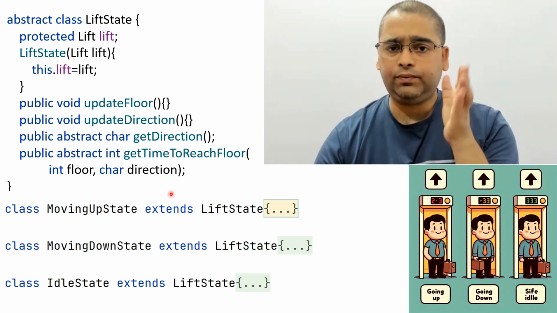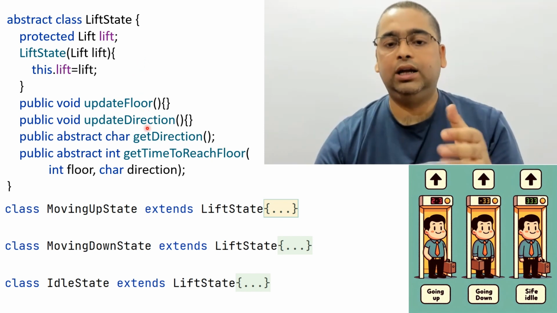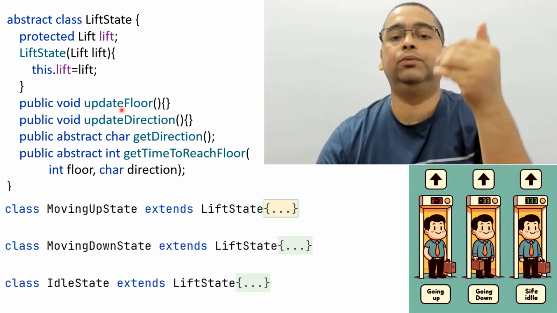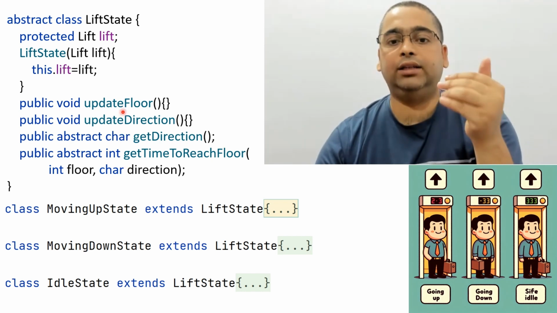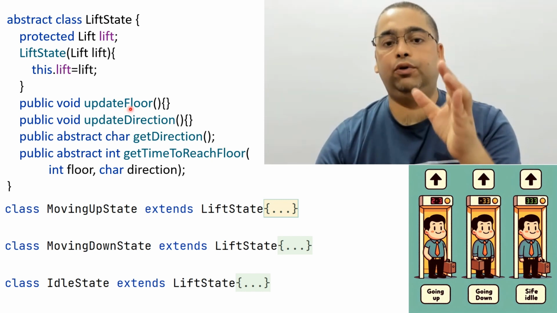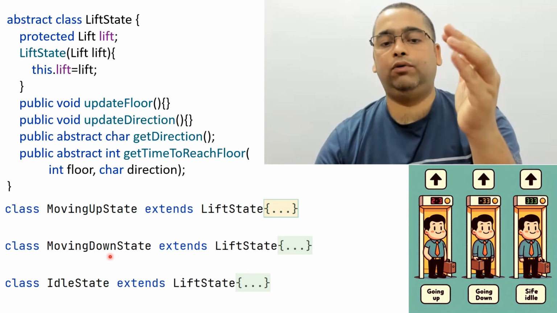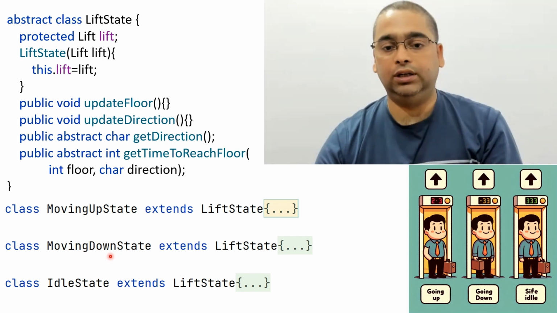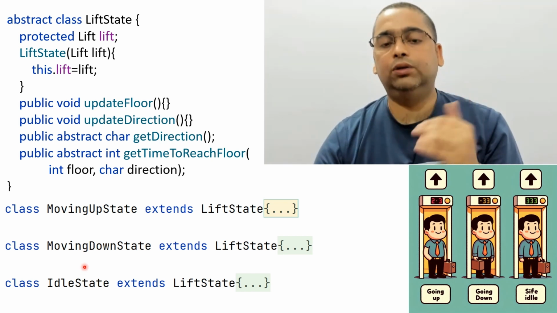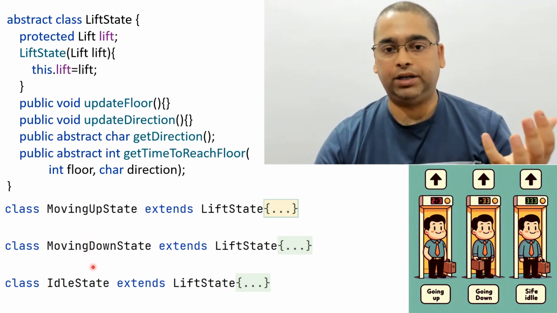Now, I could have just had a single class with these methods and used if-else statements for update floor. Let's suppose a lift is moving in the up direction and is on the 4th floor. Update floor called in the next second will update it from floor 4 to floor 5. If the lift was moving in the down direction, then the floor would have become floor 3. And if it was in the idle state, then it would have remained at floor 4. So either I could have three if-else statements, or I did it using separate states.